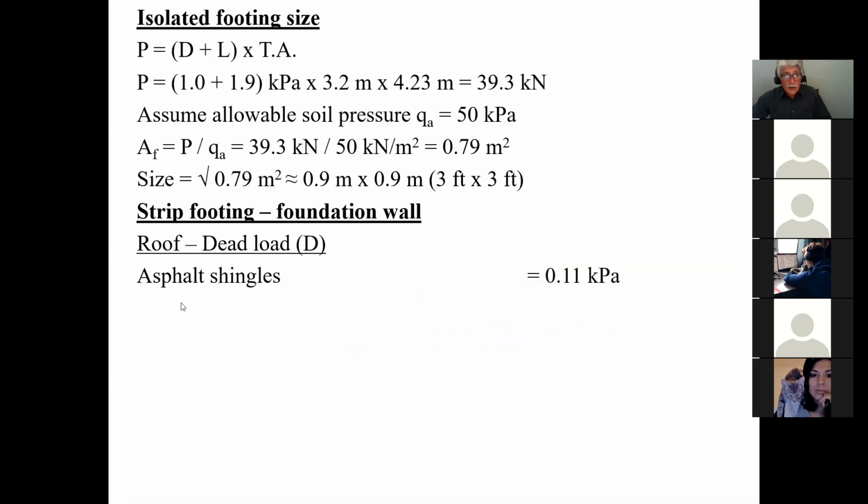So basically we have asphalt shingles. Now guys, I've calculated this for you, so you don't even have to worry about it. This is the weight of the asphalt. These are the cheap ones. Do you guys know anything about asphalt shingles?